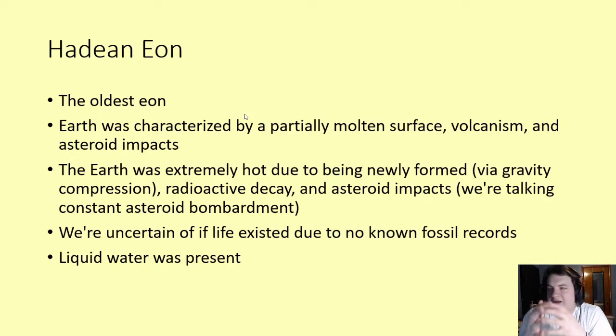So, our Hadean eon. It's our oldest eon. Earth was characterized by a molten surface, volcanism, and large numbers of asteroid impacts, similar to what happened to the moon. That's why the moon has those asteroid impacts. Earth just has a way to clean it up, right? Earth was extremely hot. It was a newly formed planet, going through radioactive decay and major asteroid impacts, constant asteroids colliding into it. So we're talking early universe, whenever we saw the formation of Earth.